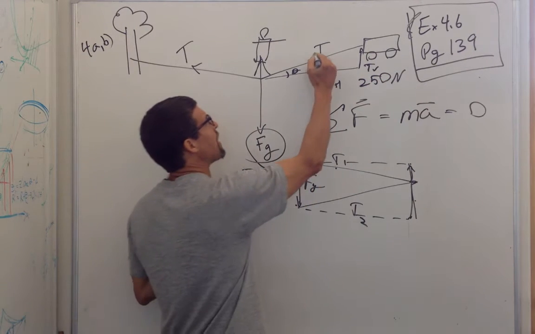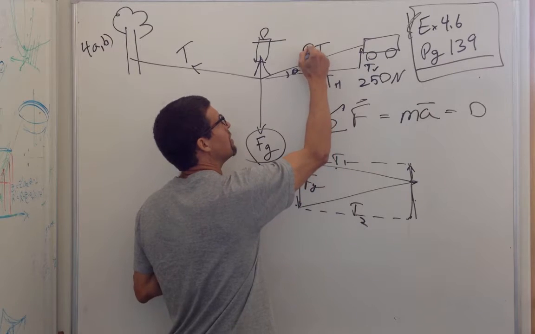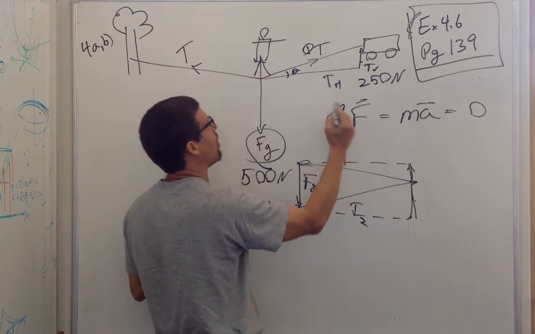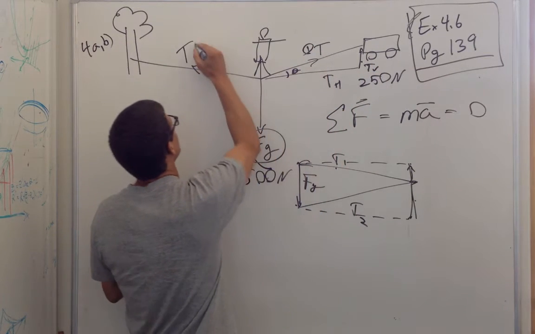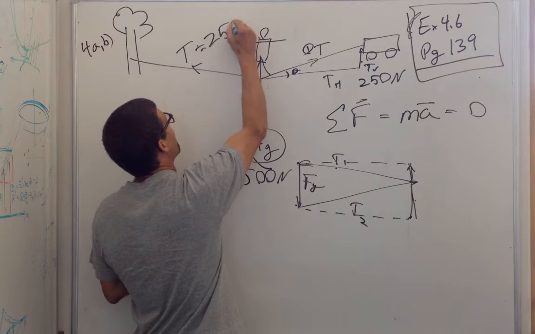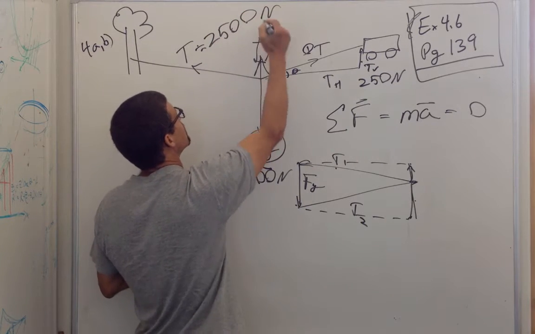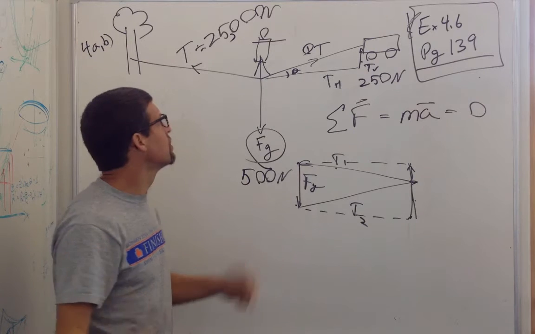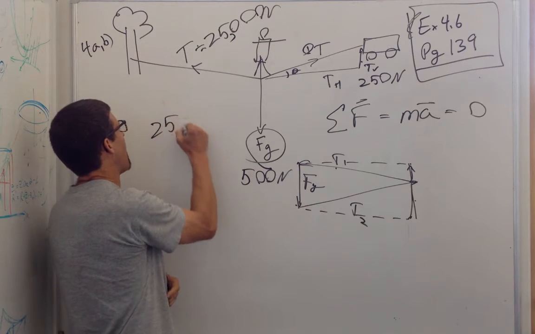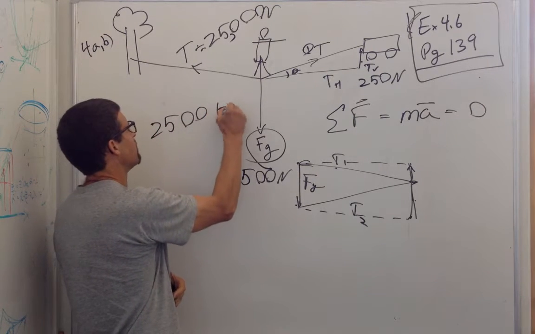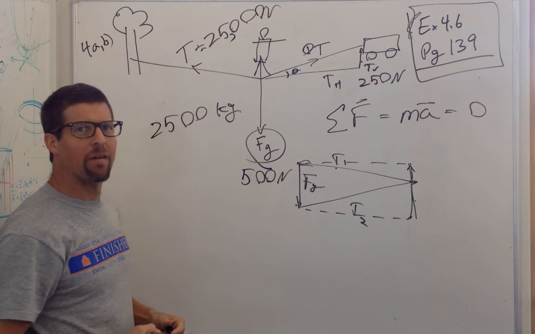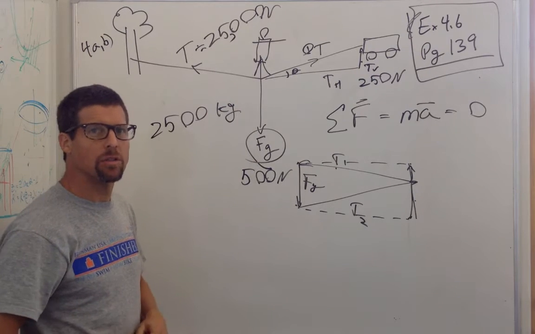And we recognize this ratio, 10 meters to 10 centimeters, is 1 to 100. So this tension just has to be 25,000 newtons. What's 25,000 newtons? Well, it's the force of gravity on 2,500 kilograms, or about 5,000 pounds.